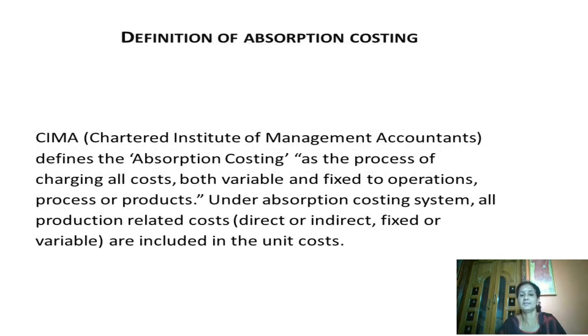The definition given by the Chartered Institute of Management Accountants defines absorption costing as the process of charging all cost, both variable and fixed, to operation, process or products. Under absorption costing system, all production related cost, direct or indirect, fixed or variable, are included in the unit cost. So cost sheet is prepared to know the unit cost of the product. It's very helpful to know what is the per unit cost of the product, and that we come to know by preparing the cost sheet.